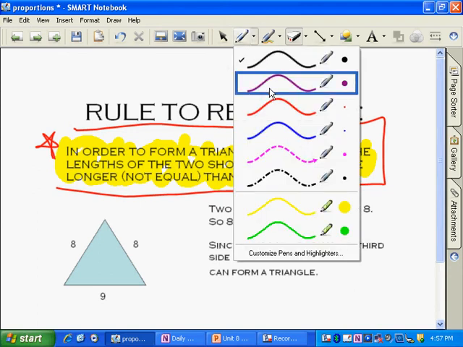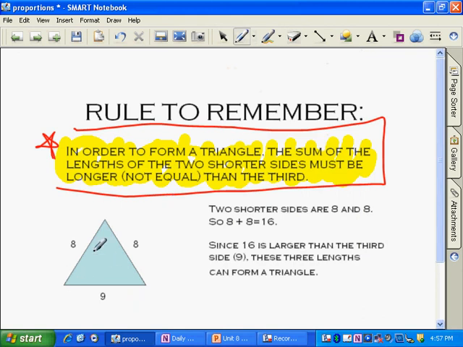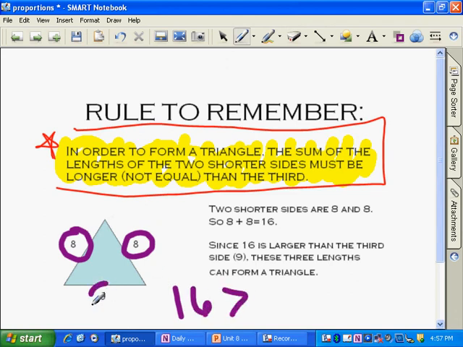So in the example I've got right here, we've got this triangle. It's an isosceles triangle with lengths of 8, 8, and 9, whatever the unit is. The two shorter sides are 8 and 8. And the rule is, if their sum, which is 16, is greater than the longest side, then it will form a triangle. And since 16 is greater than 9, yes, this would form a triangle.